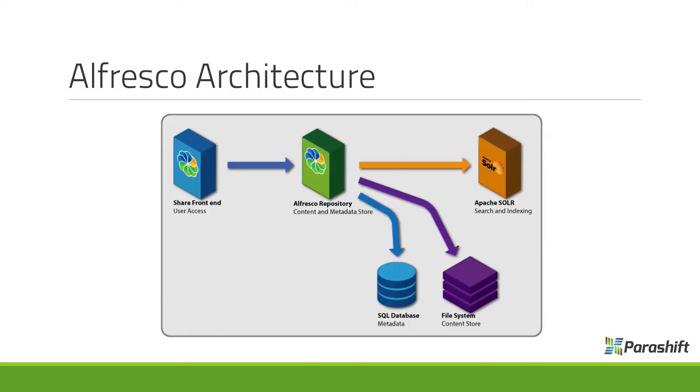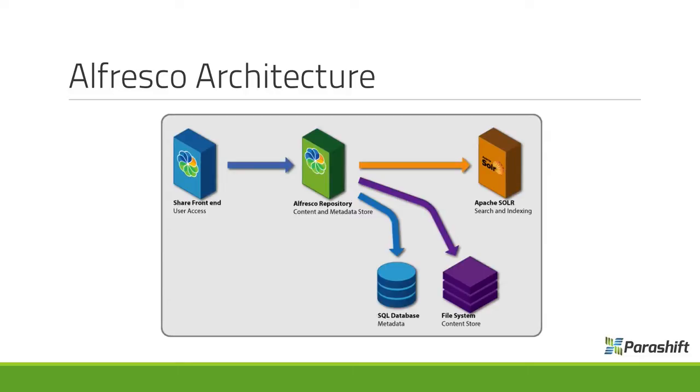Down the bottom, we have our persistence. So we've got our SQL database, which is just the metadata, and the file system, which is the content store. As you can see, they're actually separated out, they're decoupled, so that any metadata is stored within a database for quick access, but the actual files are stored in the file system, so we don't bloat up the SQL database with arbitrary data.